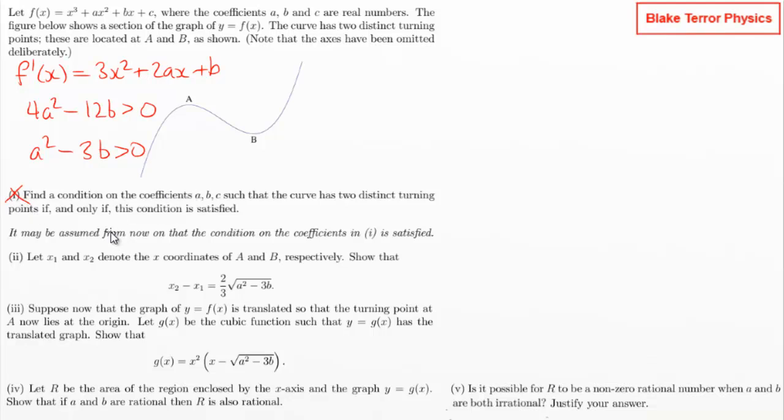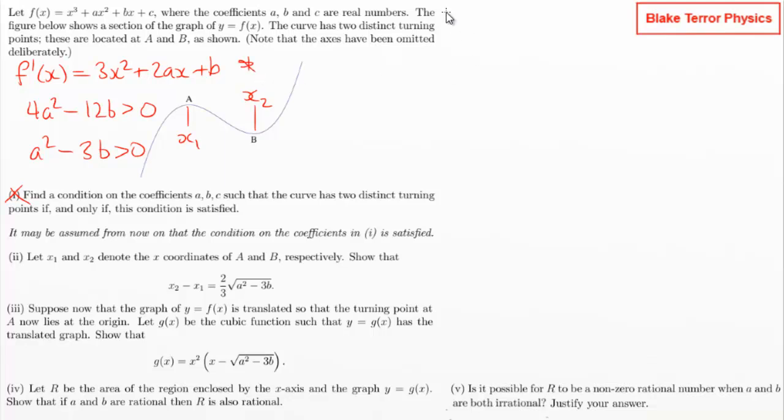It may be assumed from now on that the condition on the coefficients in that part of the question is satisfied. Okay. Let x1 and x2 denote the x coordinates of A and B. So that's at x1, that is at x2. Okay, show that the difference between them is that. So the difference between those. So that's the two solutions of this.